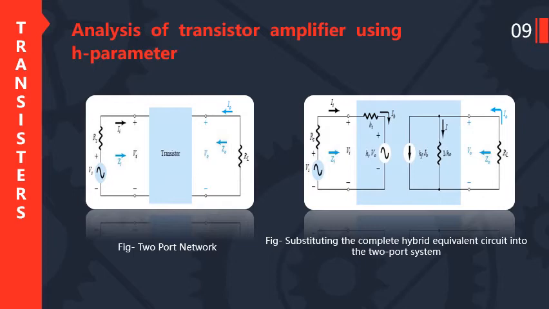Substituting the complete hybrid equivalent circuit into the two-port system. अब जो हमने पैरामीटर निकाले हैं, वो चारों के चारों पैरामीटर हम इस टू पोर्ट नेटवर्क में सब्स्टिट्यूट कर देंगे. तो उसके बाद जो हमारा डायग्राम है कुछ इस तरीके से दिखेगा. इसमें हमने चारों पैरामीटर HI, HR, HF और H0 सब्स्टिट्यूट करके डायग्राम को बनाया है.